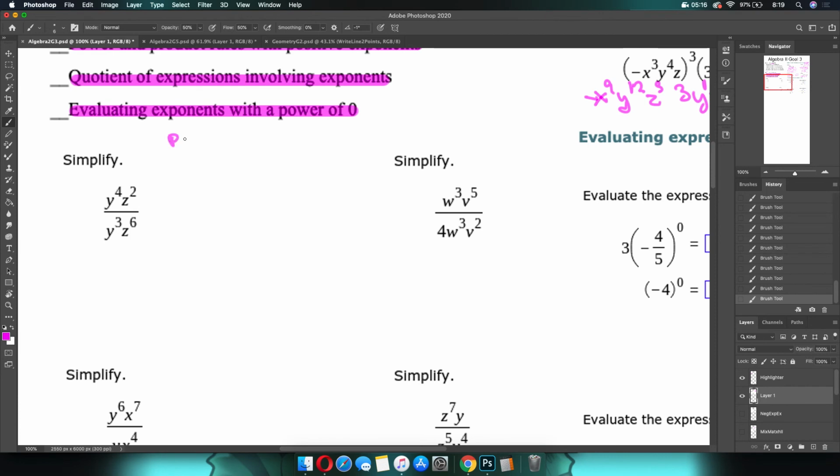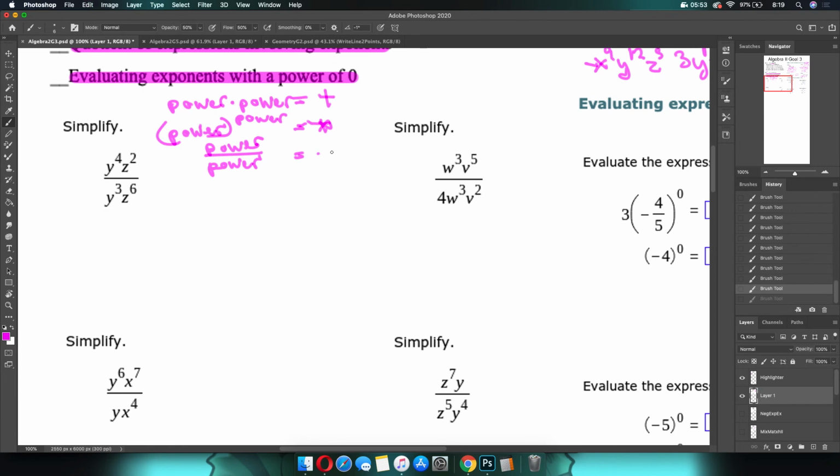So if power times power equals addition, and power to a power is multiplication, then a power over a power is subtraction. Now, why is that? That's the question for the ages. Well, not quite for the ages, but still, subtraction.